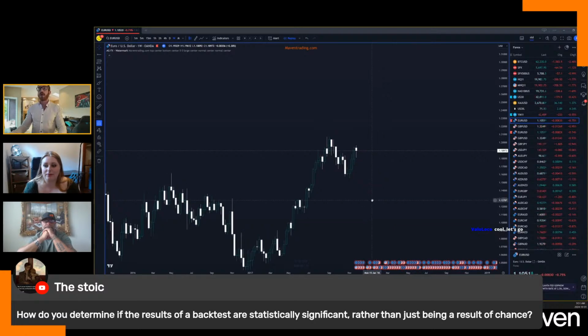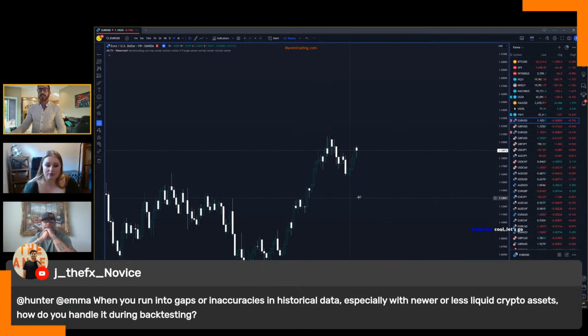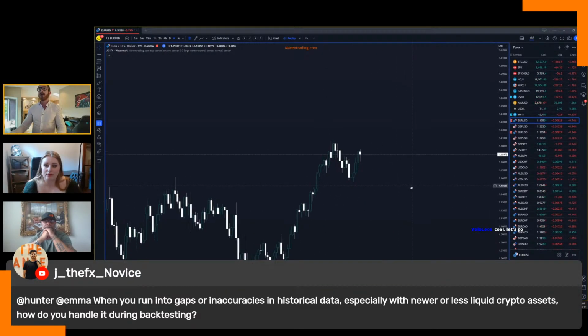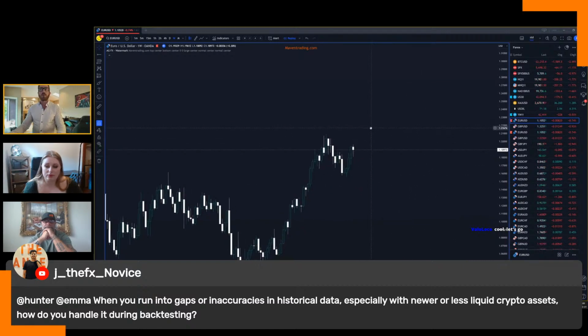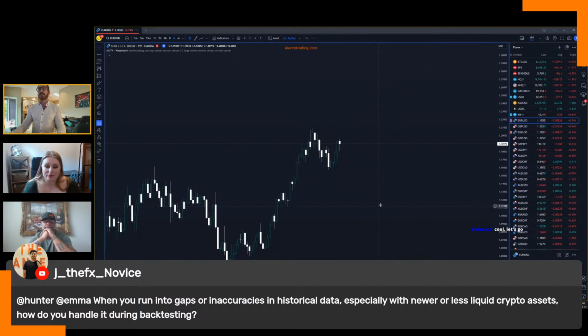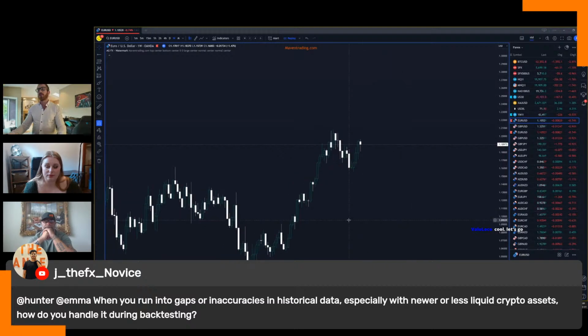And if you want to be really, really accurate, I suggest you have 500 data points, but 25 will do for the initial backtesting, and 100 is probably going to be a good number. Which I think kind of answers the question I just pulled up, which is if you run into any gaps or inaccuracy in historical data, I think in that case, you just have to collect more data until it's all looking a lot cleaner.